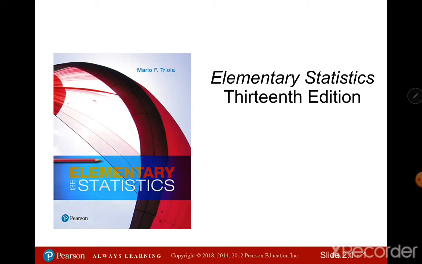This page just shows you the cover of our textbook. It's the 13th edition of Elementary Statistics. Don't buy the wrong book. It's the 13th edition, and the ebook is also okay for our class.